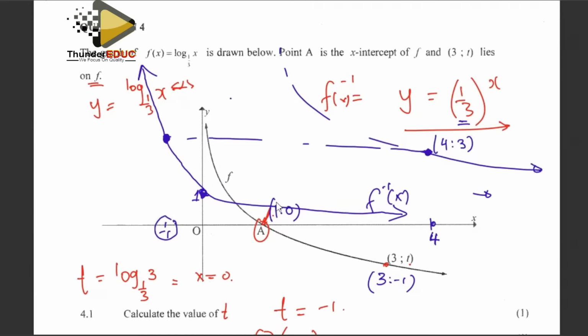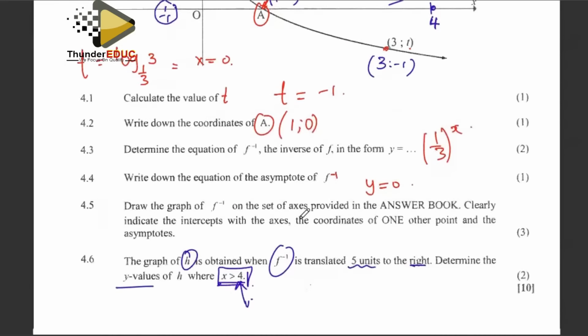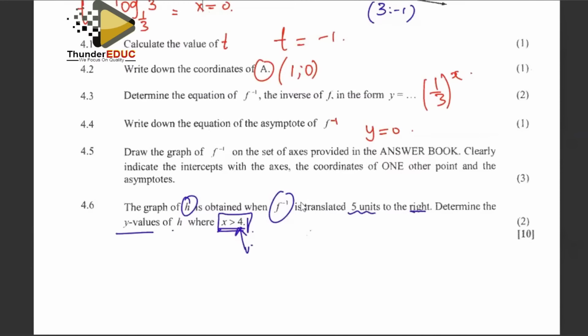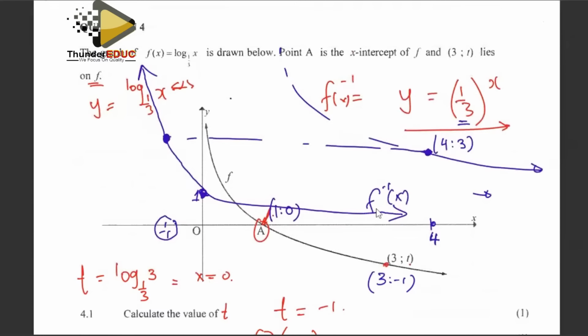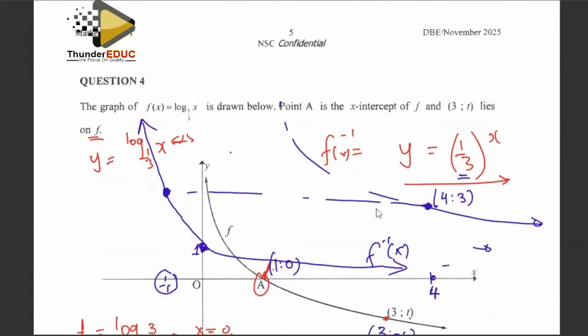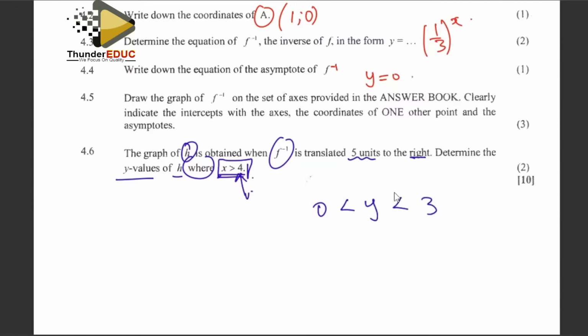Now the question is asking us for the y values. Determine the y values of h where x is greater than 4. Meaning that if we're looking at the right-hand side of 4, what will be the y values? So the maximum y value is going to be 3. But remember, this graph is tending towards this asymptote. So it's between 3 and less than 3. So that is how I would have approached that question as well.